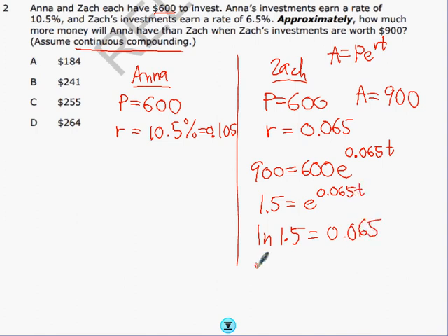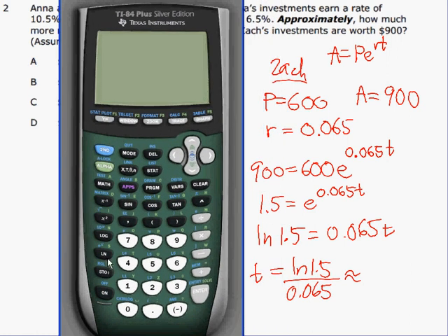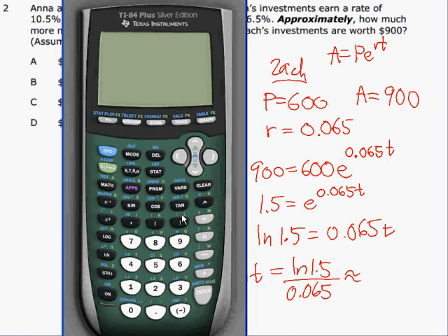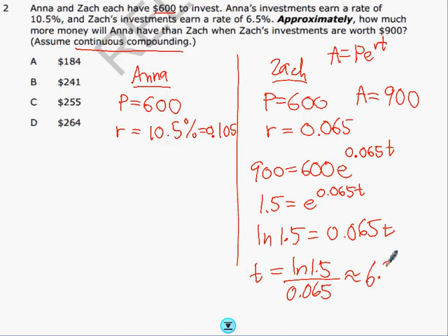And then divide by 0.065. So t is equal to the ln of 1.5 divided by 0.065. That's approximately equal to, we're going to need the calculator. Okay, ln 1.5. I need to turn it on first. ln of 1.5 divided by 0.065 is going to take him 6.2379 years. So that's t.